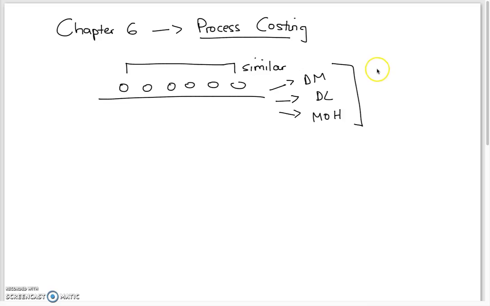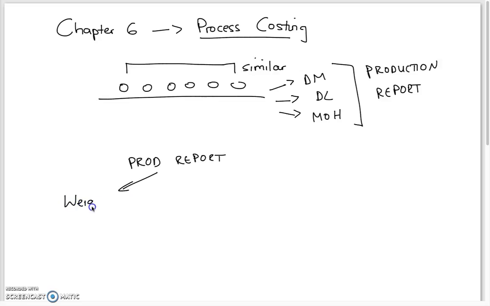Since it is an entirely different approach that we're going to follow, we create a production report. Now, when it comes to a production report, there are really two types of reports. One follows the weighted average method, and the other follows the FIFO method. In this video, I'm going to be covering the weighted average method because I feel that many schools do not even consider FIFO in their syllabus.